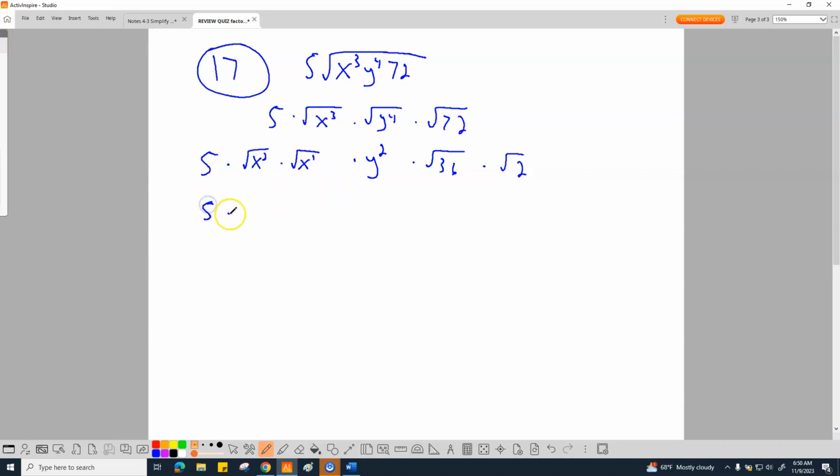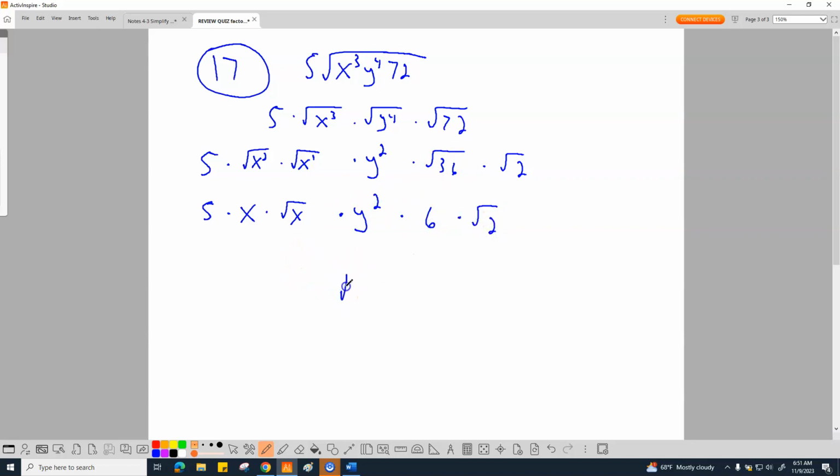The 5 I can't do anything with. The square root of x squared is now an even number, so that 2 divided by 2 is 1, so I'm just left with x. The square root of x I can't do anything with, so it just stays. Remember, that 1 is the same thing as if there's nothing there, so don't panic. Where's your 1? It's just a placeholder. You don't have to have it. Y squared can't simplify. 36 can simplify, and the square root of 2 can't simplify.